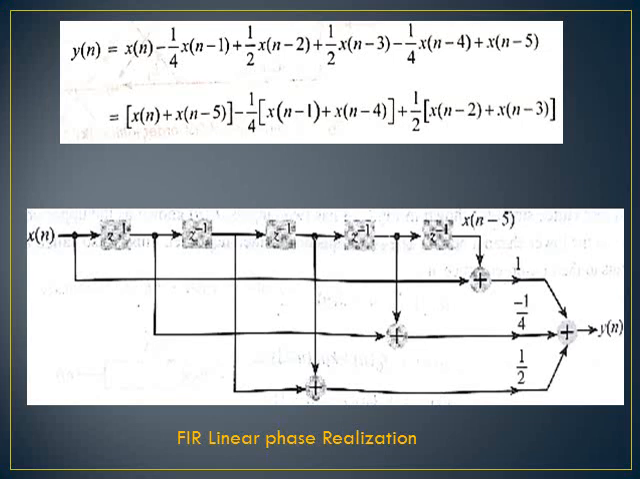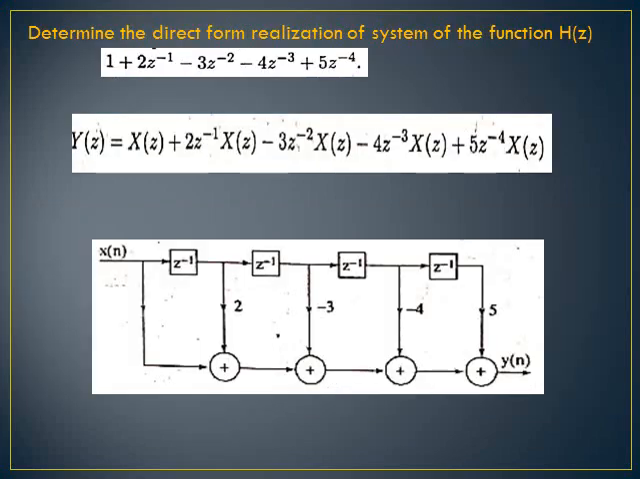Similarly, x of n minus 1 and x of n minus 4. So x of n minus 1 with x of n minus 4 with the coefficient minus 1 by 4. Next, x of n minus 2 plus x of n minus 3, with the coefficient 1 by 2, altogether given to one adder, that is the output y of n.